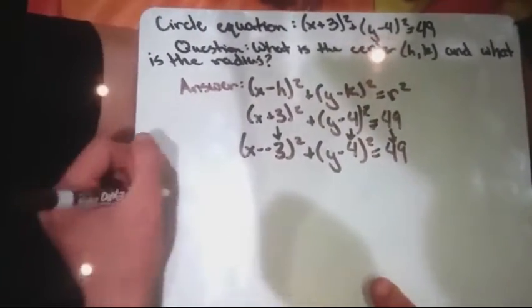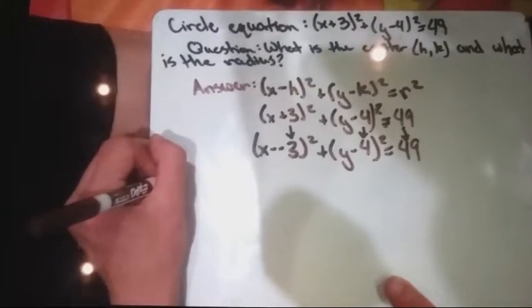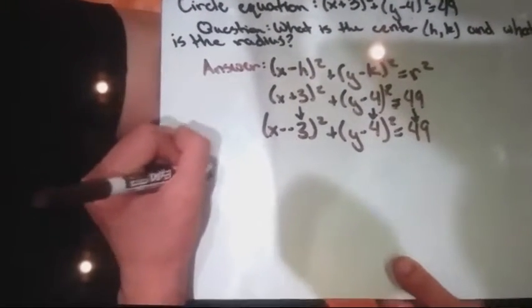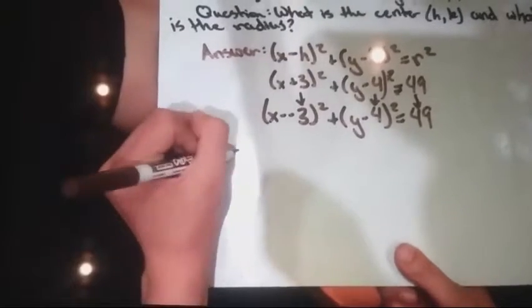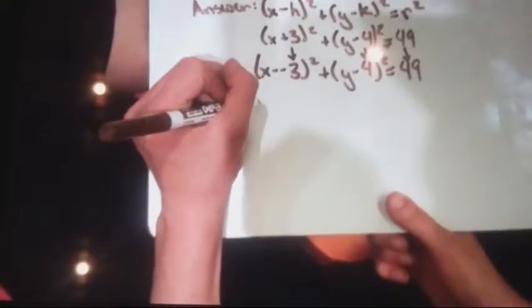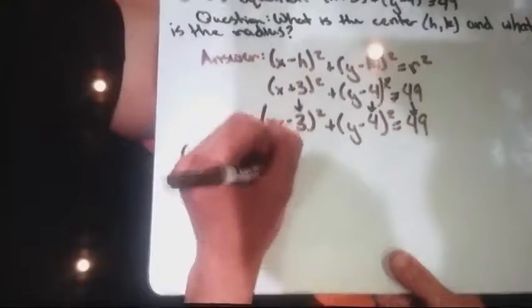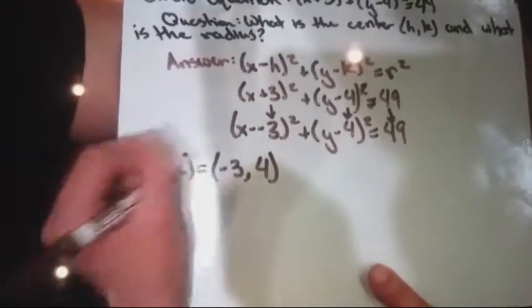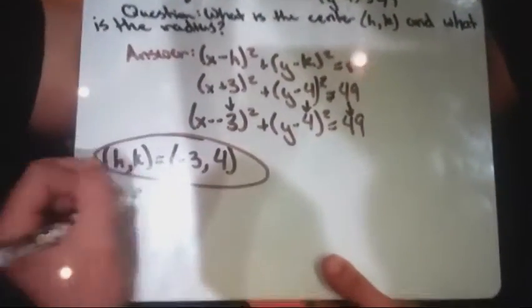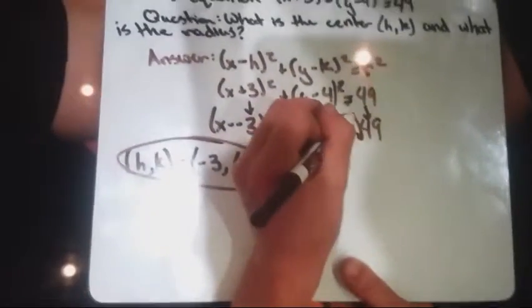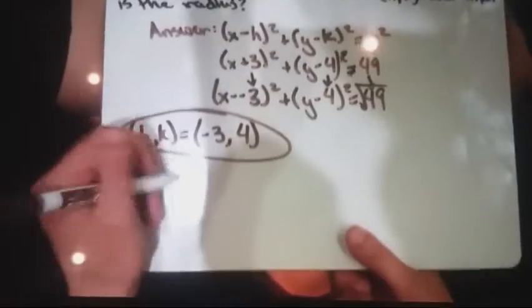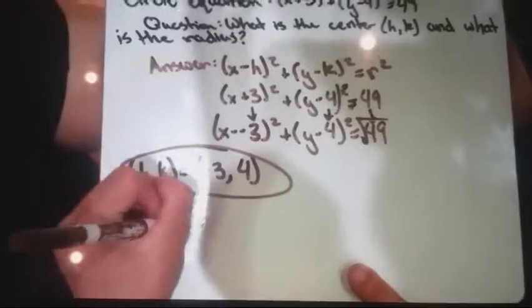So we already have the center (h, k) equals negative 3, 4. So that's the center. And then the radius is the square root of this. And 49 is a simple square root. It is 7.